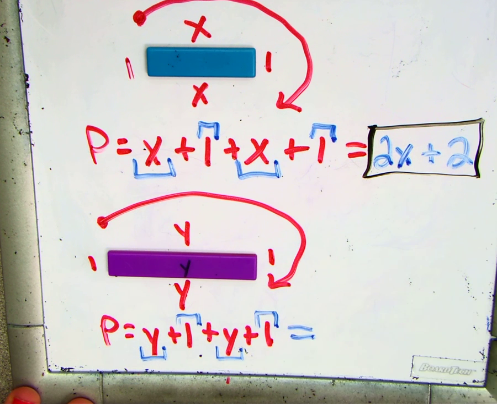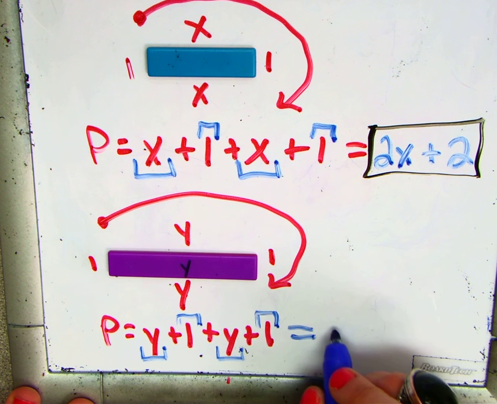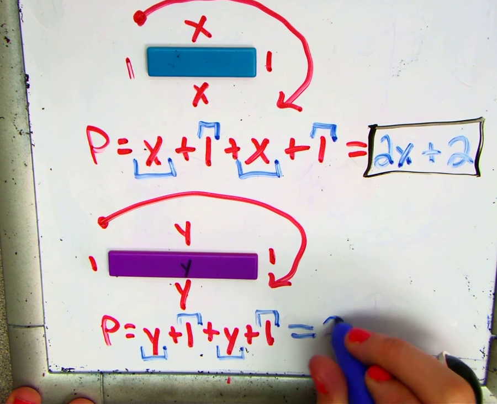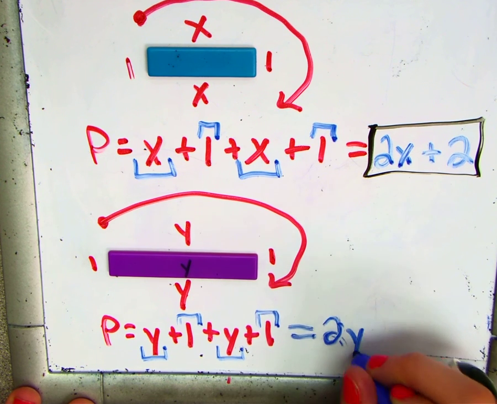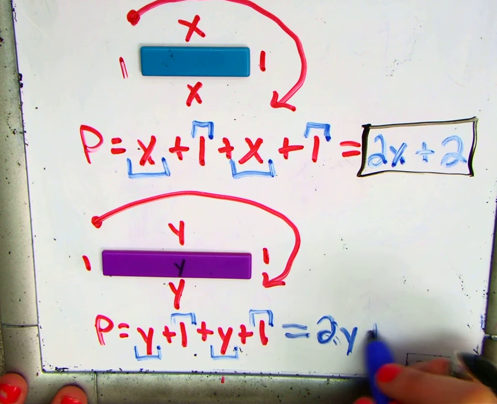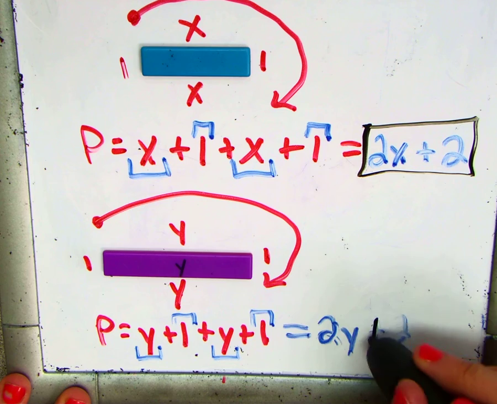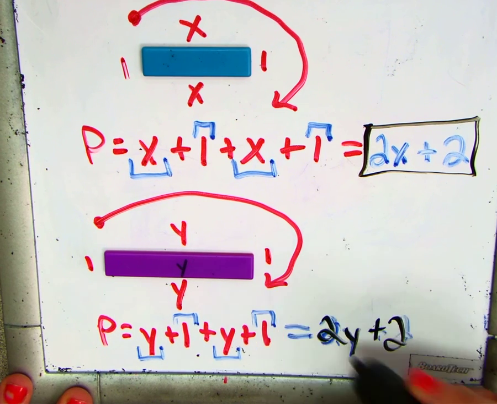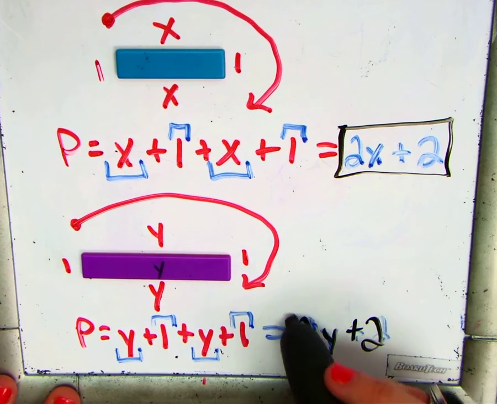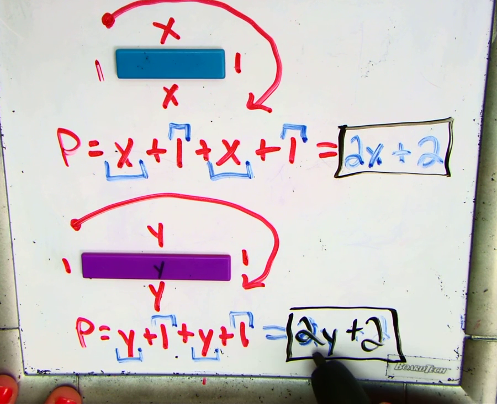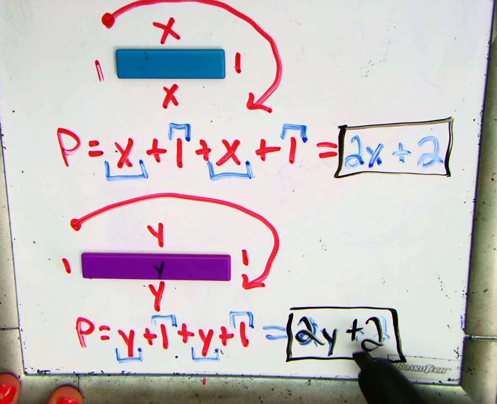Okay. This answer comes out to, how many y's do I have? 1, 2. I have 2 y's. Marker's drying out. Okay, and I have 2 units. 2 y's, 2 units, and that is it. I cannot add a unit to a y. They don't like each other that much. So it's just 2y plus 2, and that's it. The perimeter of this shape is 2y plus 2.